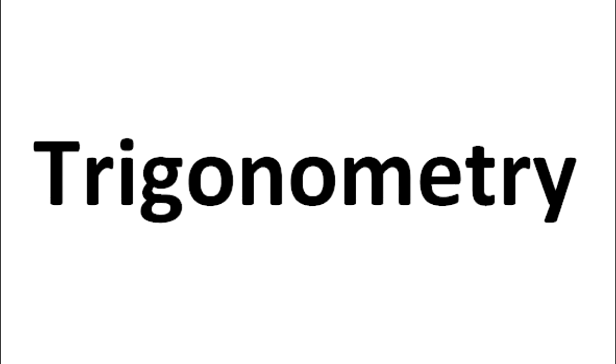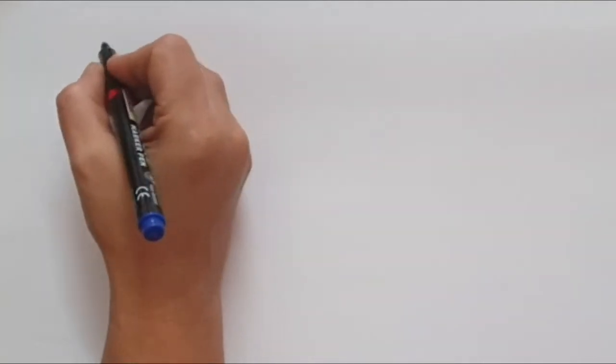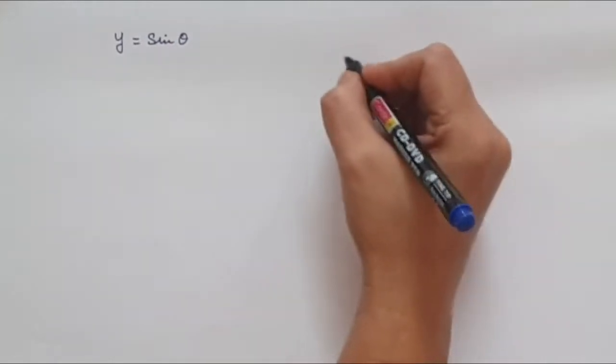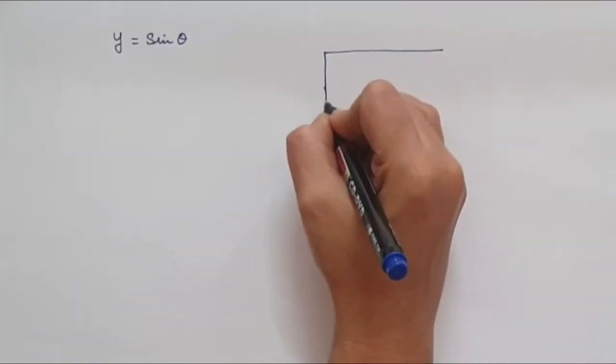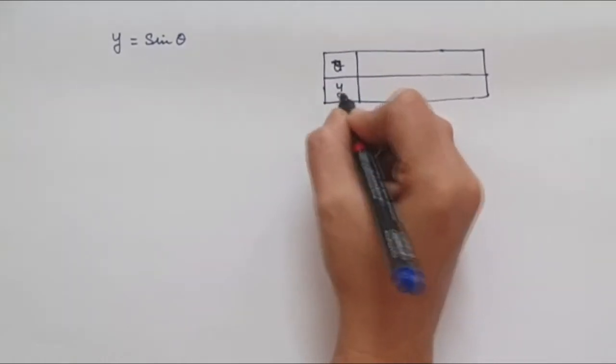Trigonometry. We learn to draw the graphs of sin theta, cos theta and tan theta and define all the values in the given interval. First, let us draw the graph of y equal to sin theta. In order to draw the graph, let us make a table involving the values of y and theta. That is, we have here theta and then y.